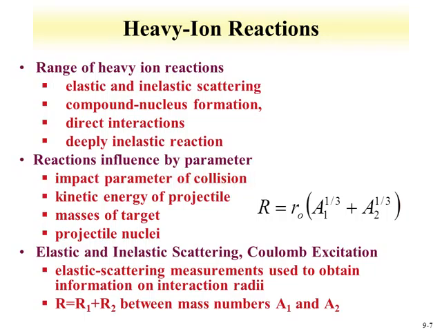These reactions are influenced by the reaction parameter, which is a function of this impact parameter. It's a function of the radius. It's also influenced by the kinetic energy of the projectile, the mass of the target, and the projectile nuclei. The mass of the target and projectile nuclei are going to have an influence on the Coulomb barrier. So you can get information about probabilities or behaviors from scattering and Coulomb excitation based upon the radius information, which comes from the mass of the projectile and the mass of the target.